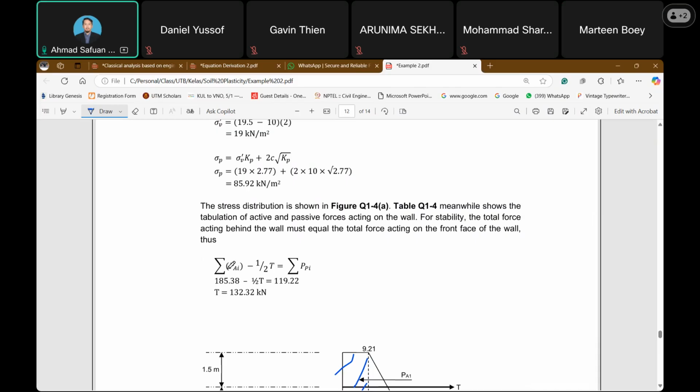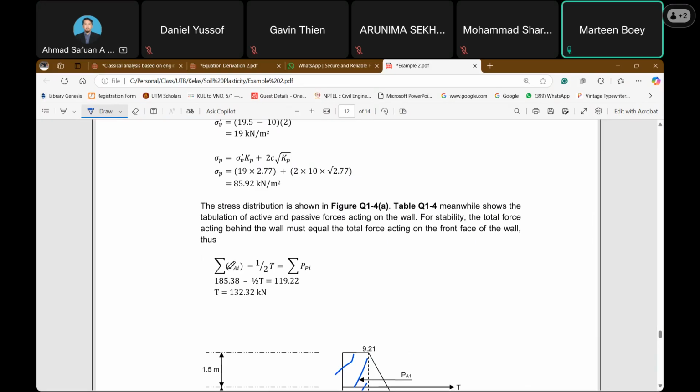So for example, if the spacing between these anchors is like 4 meter, then the value of the calculation should be T over 4? Yes, T over 4. And if it's 0.5 meter spacing, then it's multiplied by 2. It should be based on the per meter run.